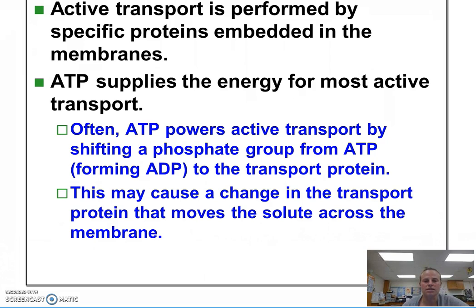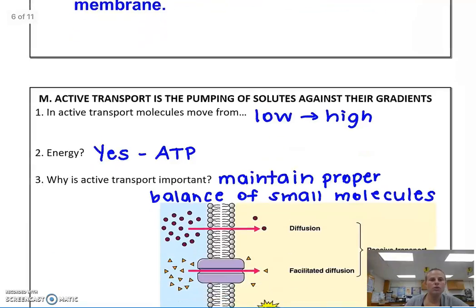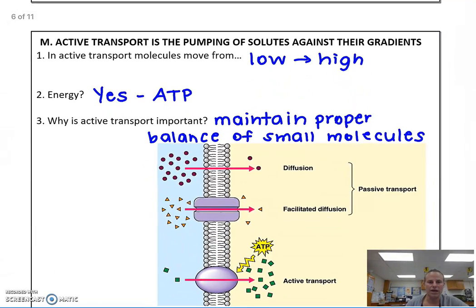So how does ATP power active transport? What happens is ATP loses a phosphate. That bond that was holding on that third phosphate in adenosine triphosphate contains a lot of energy. That energy that was stored in the bond is what enables the transport protein to move the solute across the membrane.